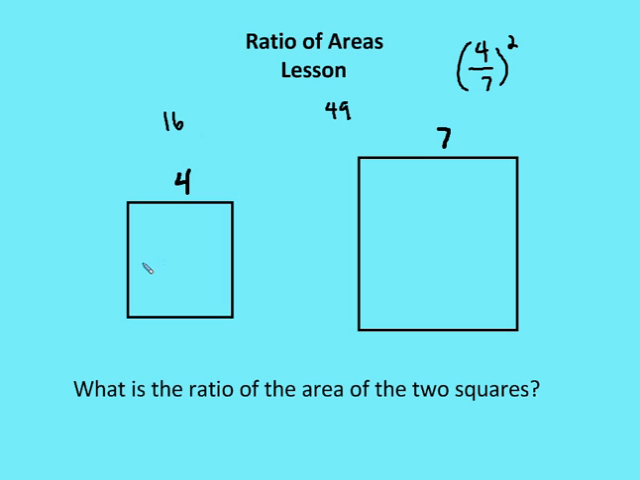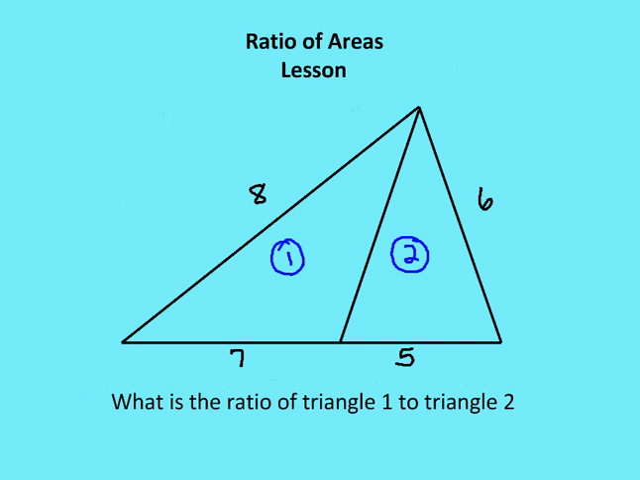All right, so I have an area of 16 units squared for the smaller square and 49 units squared for the larger square, which is the same as 16 to 49. And that's what we get when we square the side length relationship. So 4 over 7 squared gives me 16 to 49. All right, a couple more problems for you.